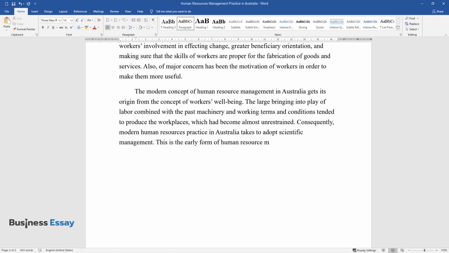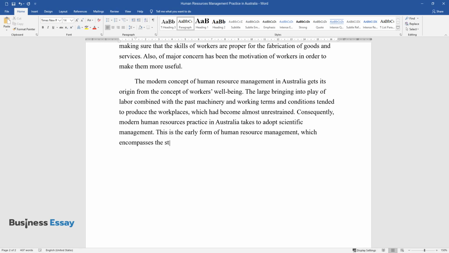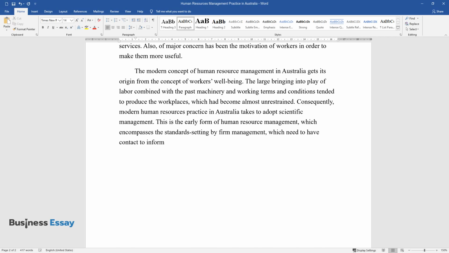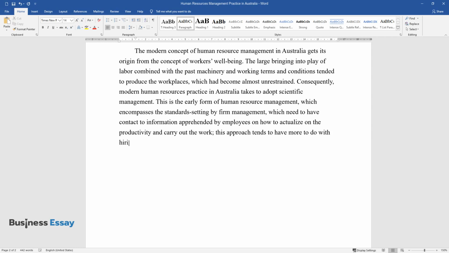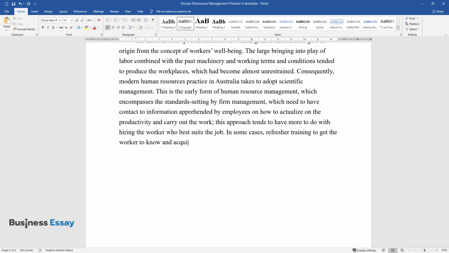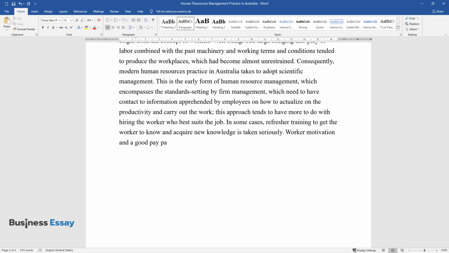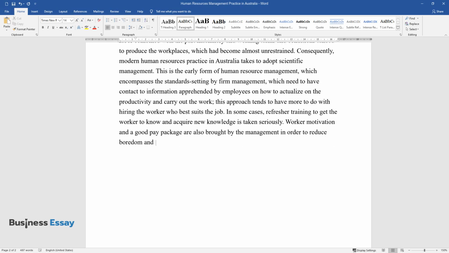This is the early form of human resource management, which encompasses the standards setting by firm management, which need to have contact to information apprehended by employees on how to actualize productivity and carry out the work. This approach tends to have more to do with hiring the worker who best suits the job. In some cases, refresher training to get the worker to acquire new knowledge is taken seriously. Worker motivation and a good pay package are also brought by the management in order to reduce boredom and enhance productivity.